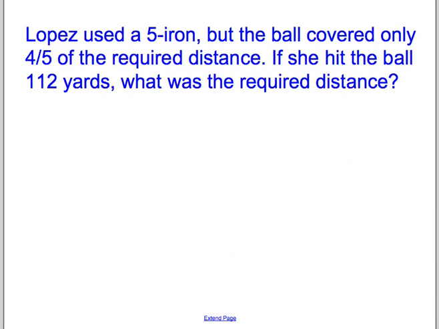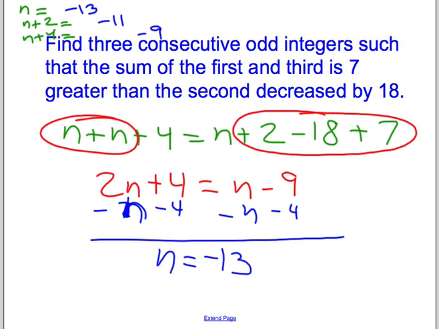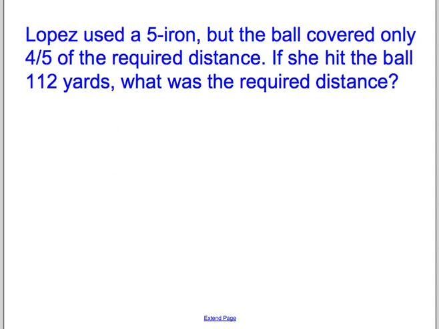Is there another one? Oh, this is just a different kind of problem. Lopez used a 5-iron, but the ball covered only 4/5 the required distance. If she hit the ball 112 yards, what was the required distance? This looks like stuff we've been doing. Yeah, but it shows that we have to put it in a graph. We don't have to put this one in a graph because it's not a percent. It's a fraction. Okay, I'm not going to require that out of you.